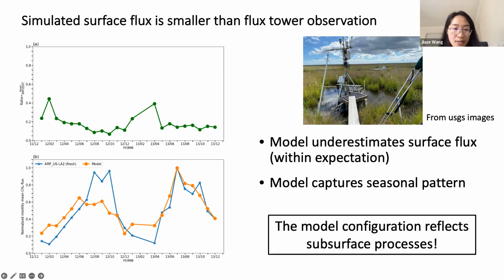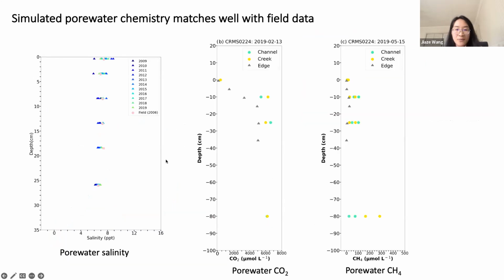So you can see the orange line is the model simulation. If I normalize all the data, it actually captures the seasonal pattern very well, and this gave me some confidence. And because it's a subsurface environment, I further compared the model output with some field measurements which are adjacent to one of the study sites.